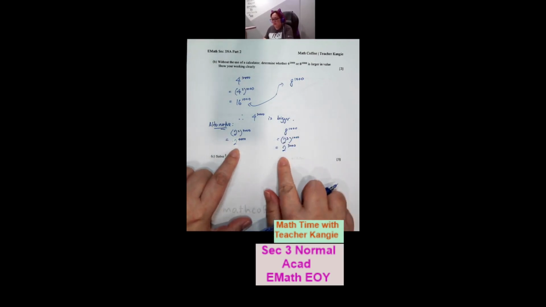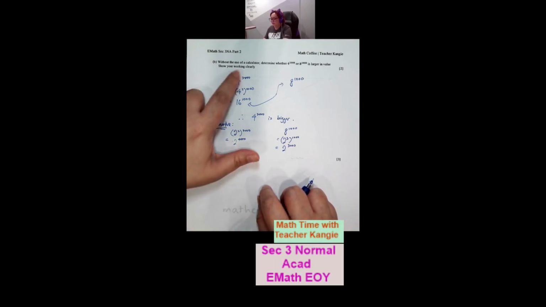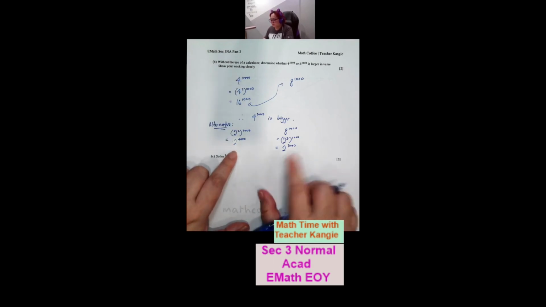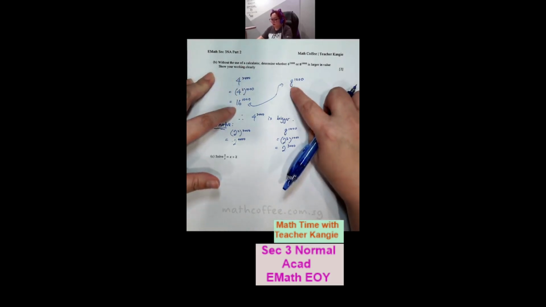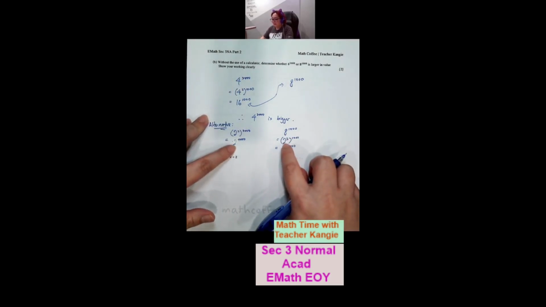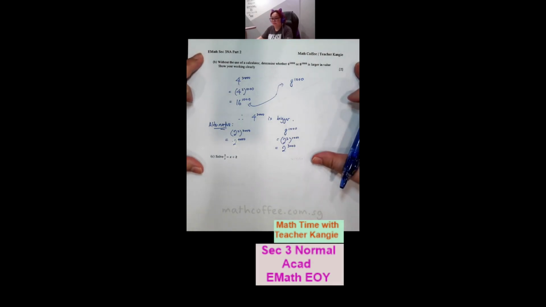This also can be done. Then you can see 2 to the power of 4,000 is bigger than 2 to the power of 3,000. So you know that 4 to the power of 2,000 is bigger. So either way also can. I change to the same power, I can compare. I change them to the same base, also can be compared. Understand? Okay, so this is how you do this part B.